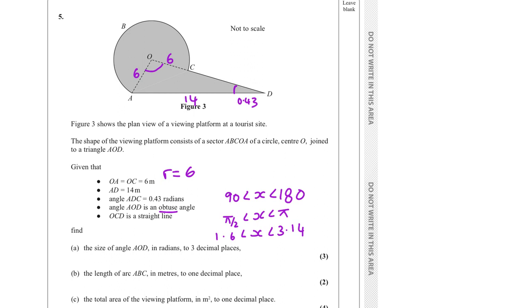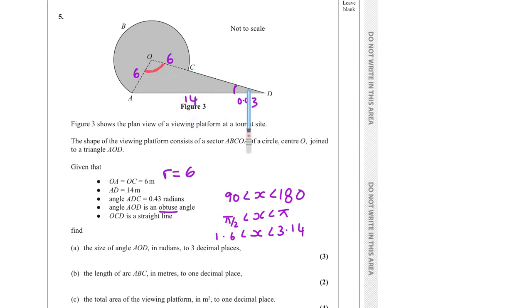And then it says OCD is a straight line, perfect. So that just helps us. It then says, find the size of the angle AOD. So we need to find this angle here, AOD. Okay, so I would normally use cosine. However, I do not have this length here.